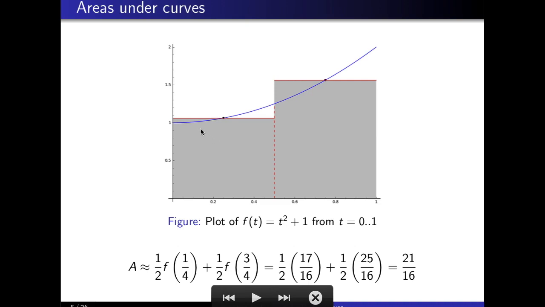Still maybe not spectacular, but we're going to be picking up a little bit of extra area there. We're going to be losing some area over here. We're going to pick up some area over here. We're going to lose some area over here. So we kind of split the difference, and maybe we get a better estimate.